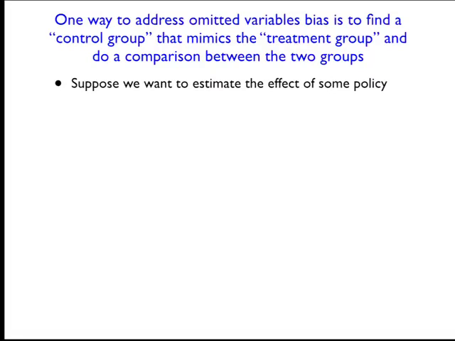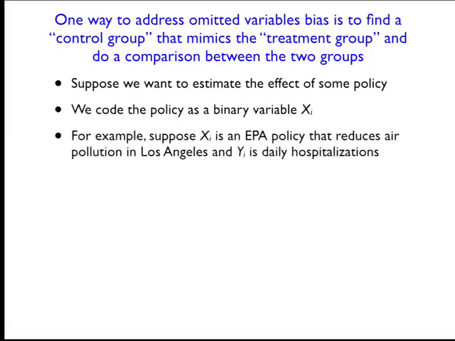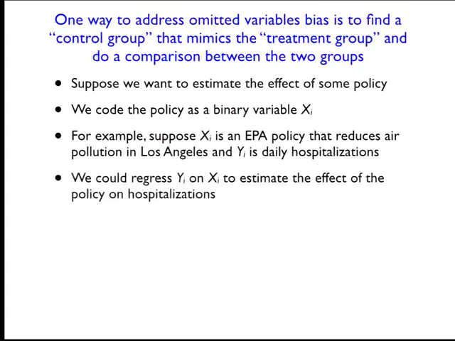So let's suppose that we want to estimate the effect of a policy, which is often our goal with these types of analyses. And so we code the policy as a binary variable, which we'll call x. And to continue with our pollution example, we could imagine that there was an EPA, Environmental Protection Agency, policy that reduced air pollution in Los Angeles. So x is going to be the policy in Los Angeles, or really in a given area, and then y is going to be daily hospitalizations. And so we want to estimate the effect of that policy on hospitalizations.